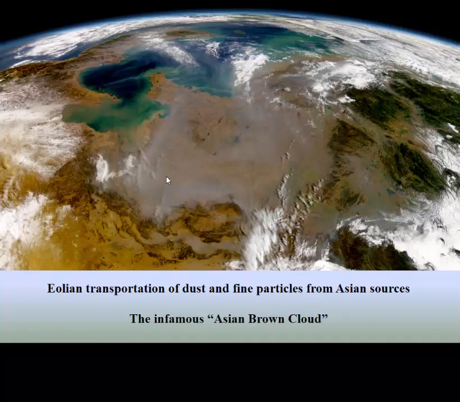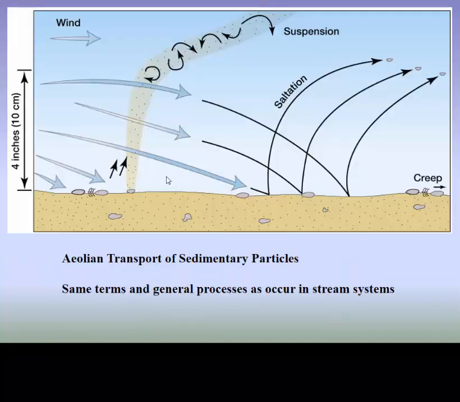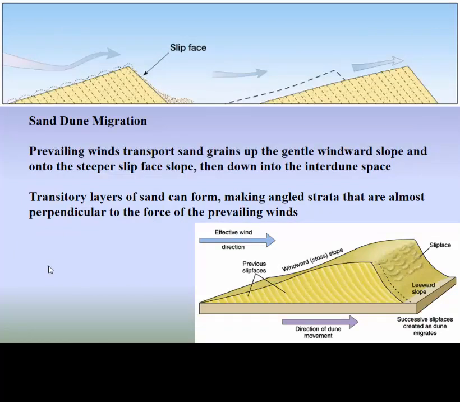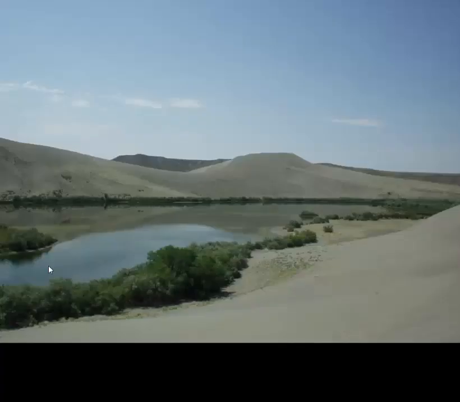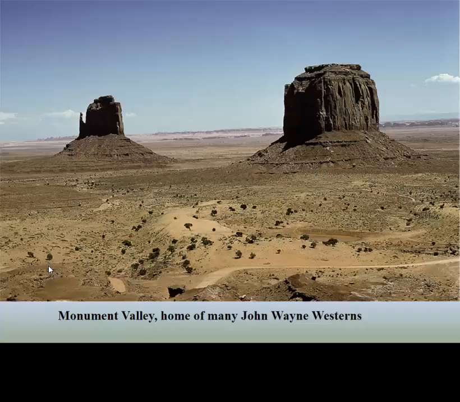And then Aeolian transportation. Aeolian transport. Aeolian means deposited by wind. I believe there's a Greek god named Aeolus, who it's named for. And then you can see the sand dune migrations, transport. And this is a sand dune outside of Boise, Idaho, about 50 miles southeast of Boise, Idaho. Really neat, that I've been to before. And this is out in Monument Valley.